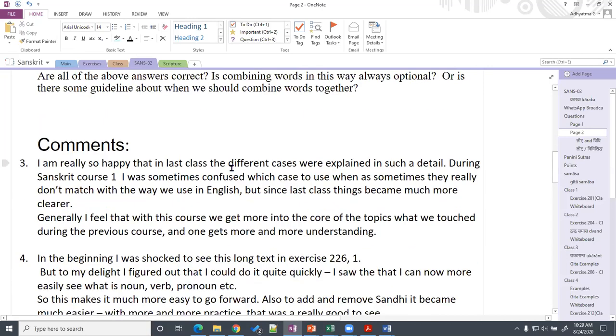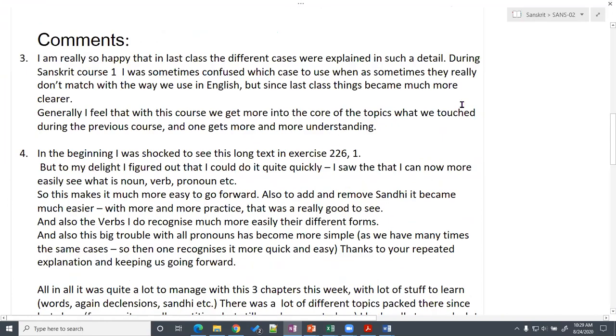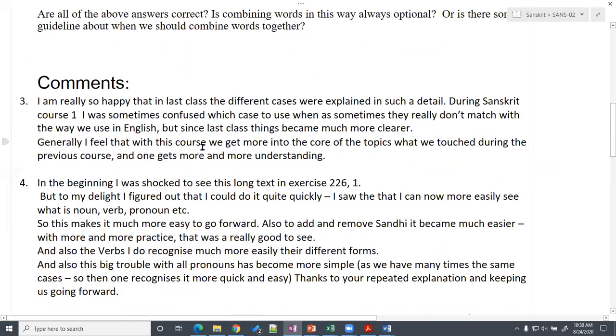Then there are some comments where people are expressing their satisfaction and happiness with the way they are learning, and that is happening because people are putting in a lot of effort and submitting the exercises. One comment says: I'm really so happy that in the last class the different cases were explained in such detail. During Sanskrit course 1, I was sometimes confused about which case to use, whereas sometimes they really don't match the way we use them in English. But since last class, things became much more clear. Generally, I feel that in this course we get more into the core of topics we touched during the previous course, and one gets more and more understanding.